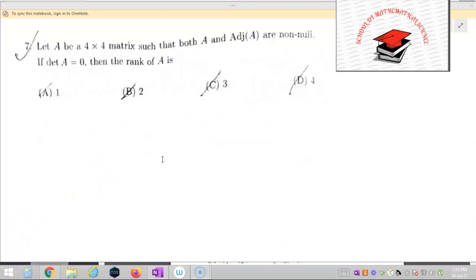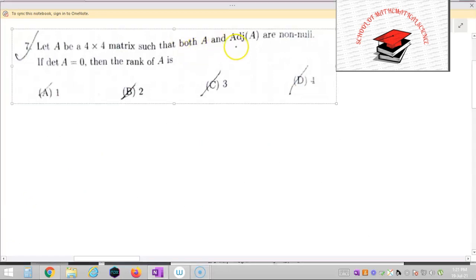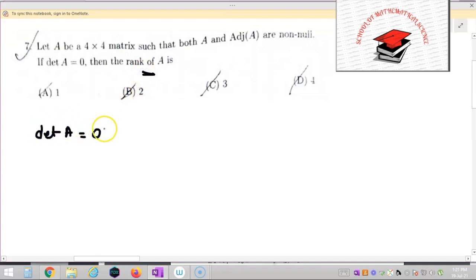Question number 7 says that A is a 4 cross 4 matrix. Both A and adjoint A are non-null. I am repeating this: A and adjoint A are non-null. If det A is equal to 0, then rank of A? So det A is 0. Det A is 0 means rank of A is strictly less than 4.